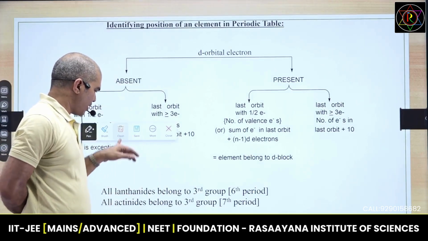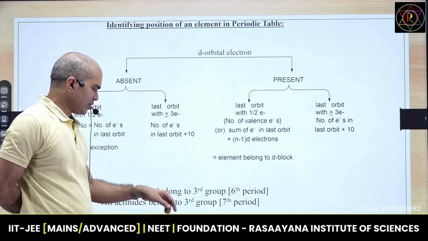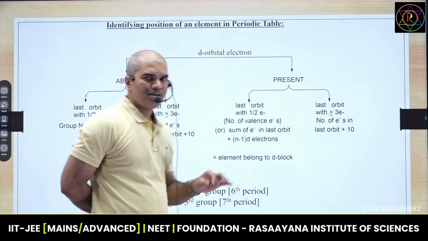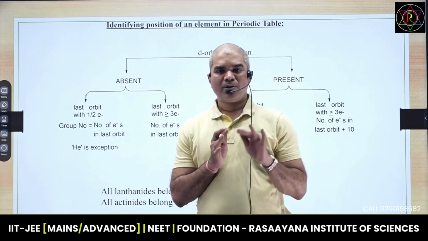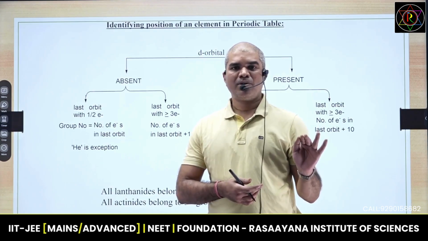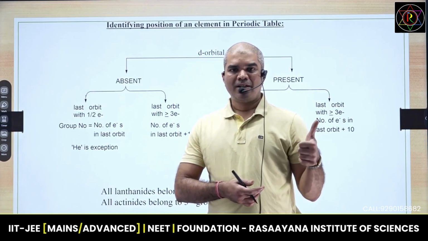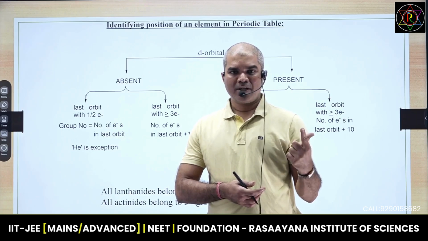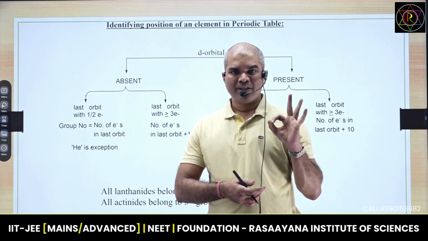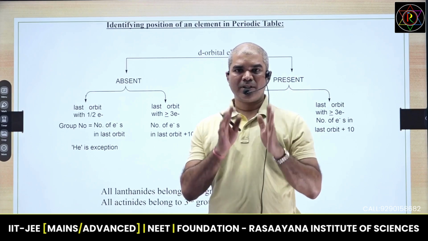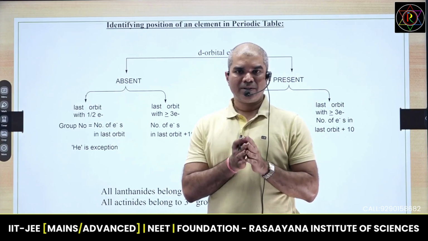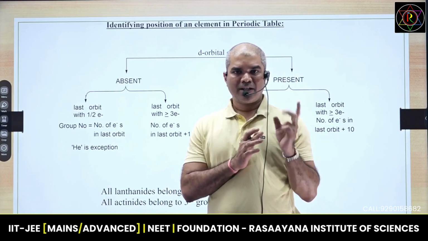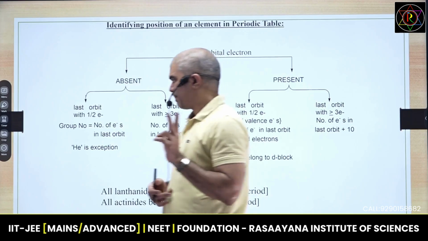Whether it is lanthanides or actinides, they belong to third group. This you have to remember. Lanthanides belong to 6th period, actinides belong to 7th period. Both belong to third group. Just keep it in mind.